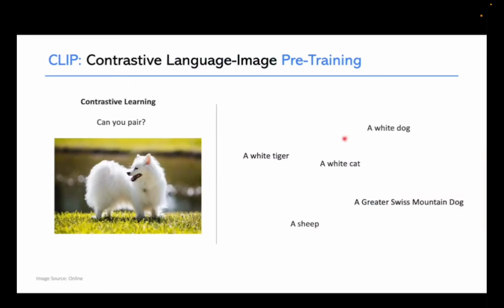And what if I change the image into text? Can you still be able to pair? I think you still will be able to find that the text "white dog" is the most similar to the image. So contrastive learning actually is to compare the features of one piece of content with a group of content to find the most similar one. So contrastive language-image learning is the contrastive learning between the image input and the text input.